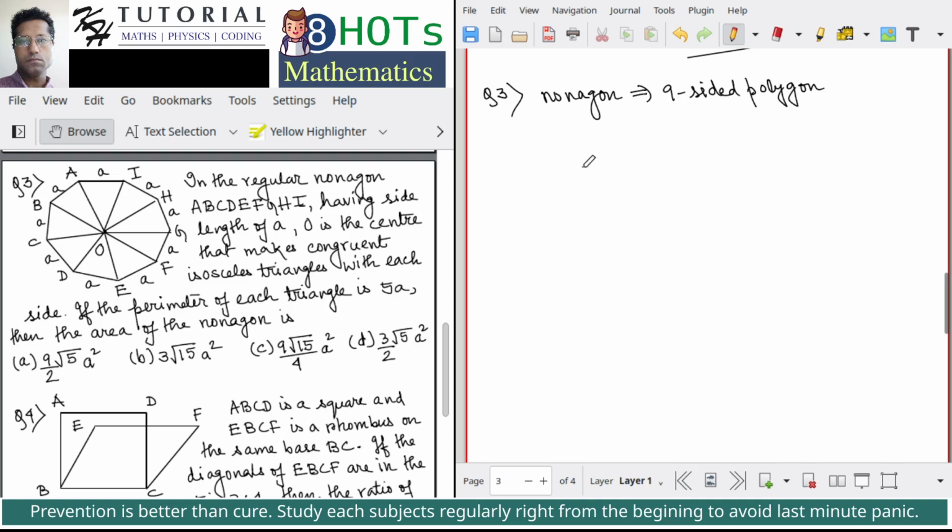Let's consider a single isosceles triangle. This is the center O, and this is an isosceles triangle, let's say OHG. So this is A. Each side like HG is a side of the regular nonagon, and each side length is given as A. So HG is A. And the perimeter of this triangle, OH plus HG plus OG, is given as 5A.